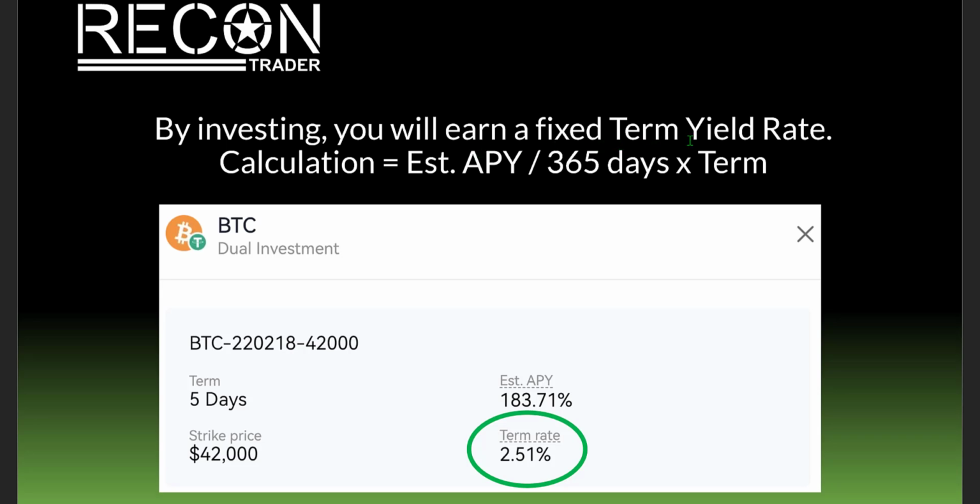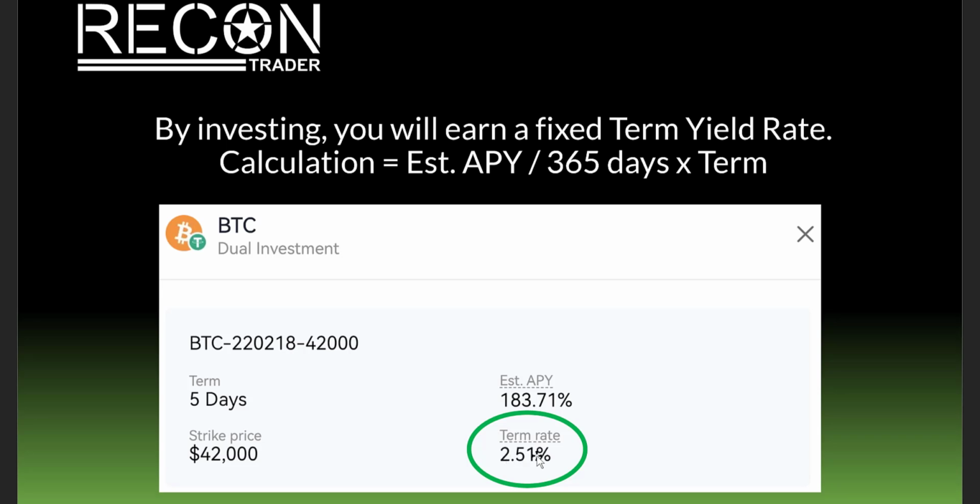term yield rate. And basically, to come up with the actual rate you'll earn, you take the estimated APY, and in this example, that estimated APY was 183.71%. You then divide that by 365 days, because that APY is an annual percentage yield, and then multiply it by the term, and in this case the term was 5 days, and therefore the actual term rate for those 5 days would be 2.5%.